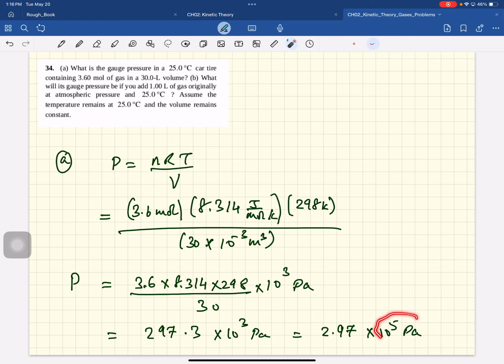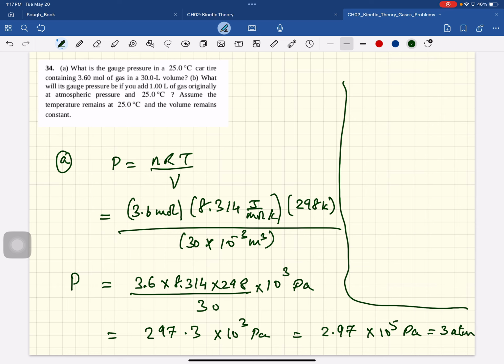And this is 1 atmosphere. So the pressure is 3 atmospheres. Okay. And what they ask you is the gauge pressure. So this is 3 atmospheres. Gauge pressure is the absolute pressure minus atmospheric pressure. So 3 minus 1 equal to 2 atmospheres. And 2 atmospheres is 30 psi, which is what the car tire pressure is in your cars.